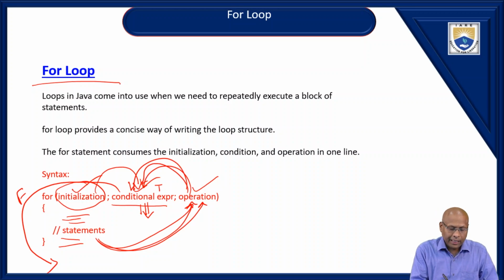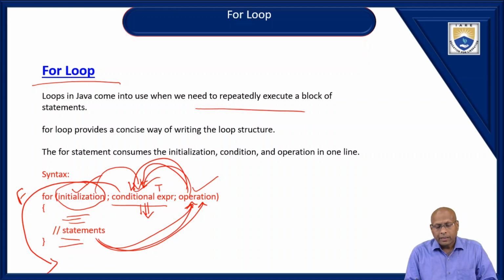So I can say a loop in Java comes into use when you need to repeatedly execute a block of statements. Whenever you want to repeat a block of statements multiple times, there you have to use a loop. The for loop provides a concise way of writing loop structure. Every programming language supports the looping concept, so Java also supports looping statements. The first statement consumes initialization, condition, and operation in one line. Everything will be written in a single line.